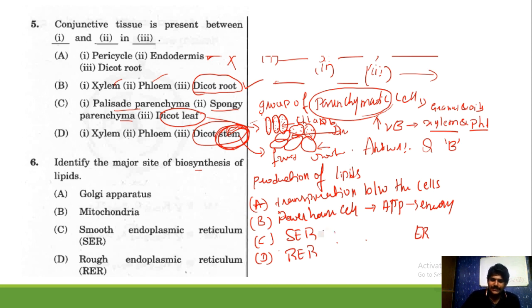What is the difference between them? The main difference is that the rough endoplasmic reticulum has a particular protein deposited over its membrane, that is ribophorin. Ribophorin is deposited over it, and its function is helping the signaling, acting as a signaling vehicle from the nucleus towards the cytoplasm.